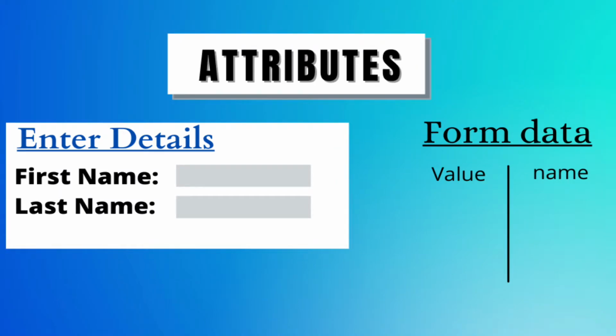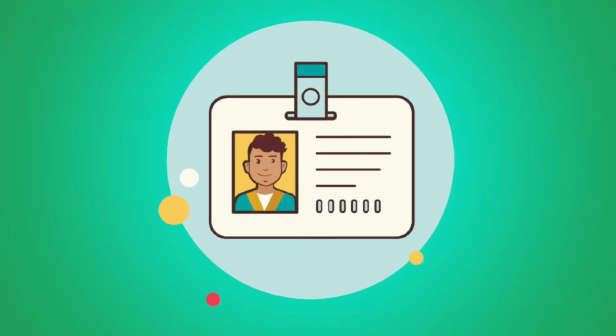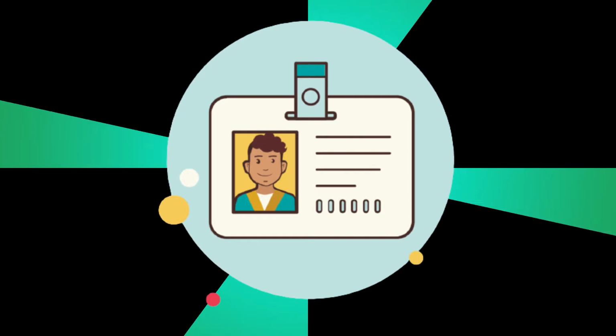In the name we give the identity of the element. For example, if you are sending your name to the server, we will give an identity to that. Like if you take an example of a college or school, every child has an identity card so that the teachers can identify the students. In the same way, to identify the element of the form, the server needs an identity card. That identity card is nothing but the name.